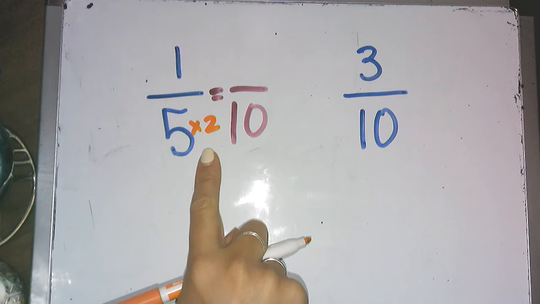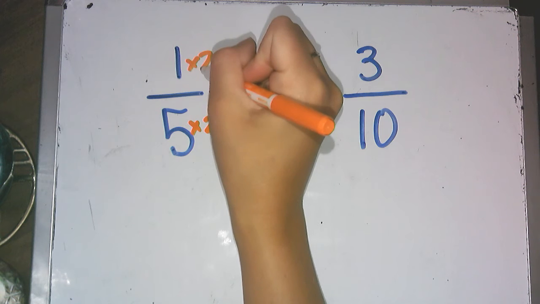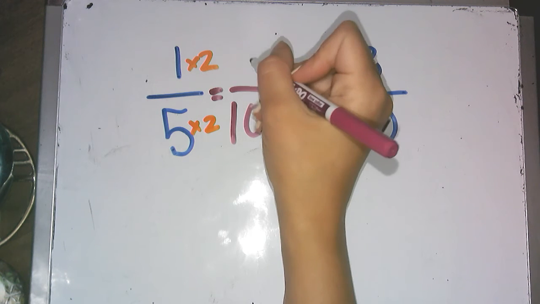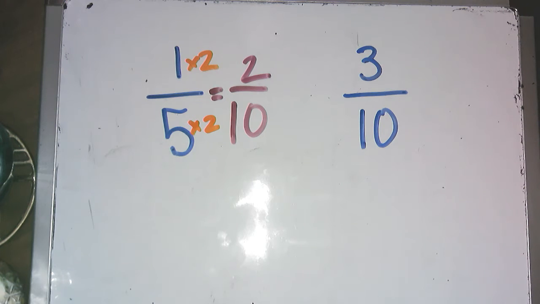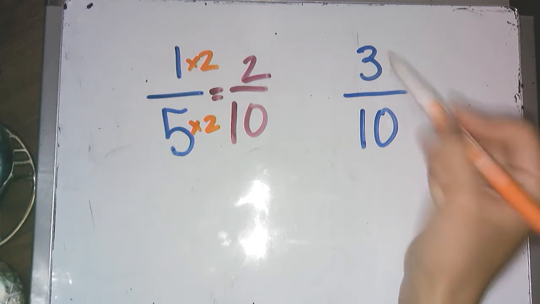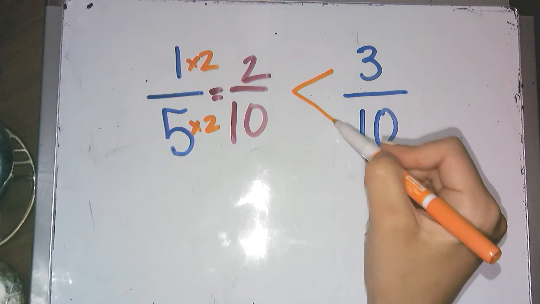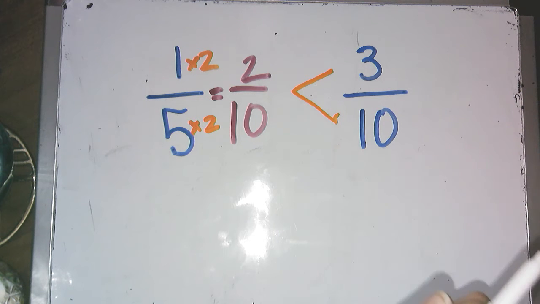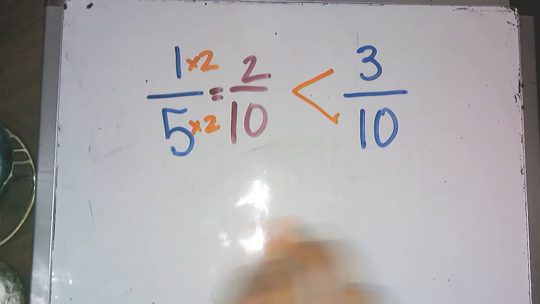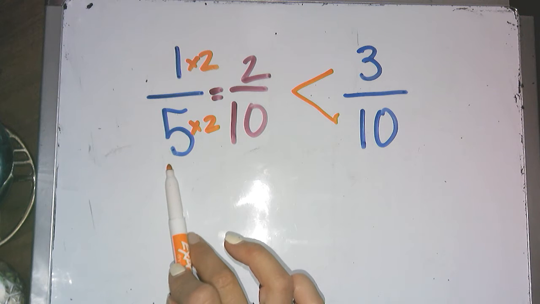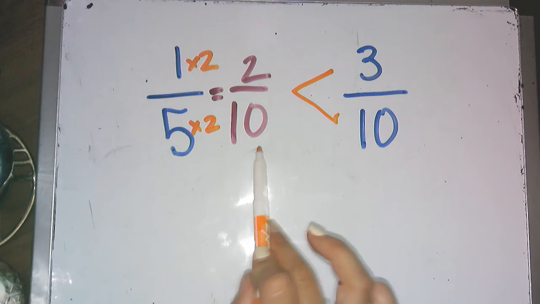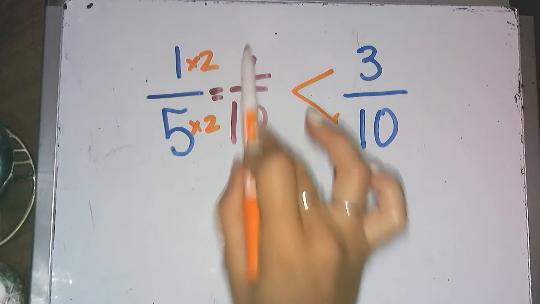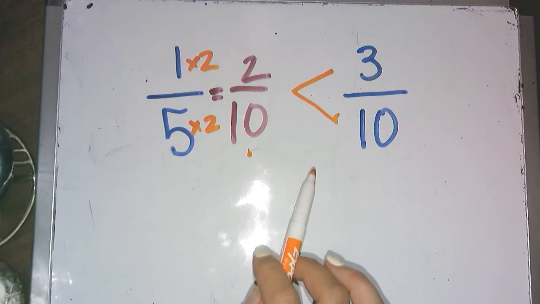So whatever I do to my numerator, I must also do to my denominator and vice versa. So 1 times 2 is 2. So then I just need to compare. Is 2/10 or is 3/10 larger? And 3/10 is larger, so I'd say 2/10 is less than 3/10. So I looked at my fractions, I found a number that I knew I could multiply one of them to, and then I did that to create an equivalent fraction and compare.